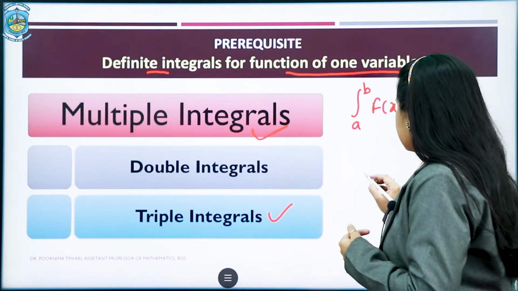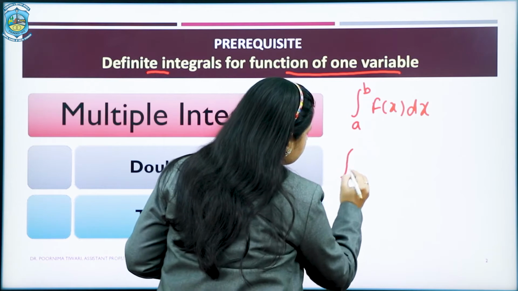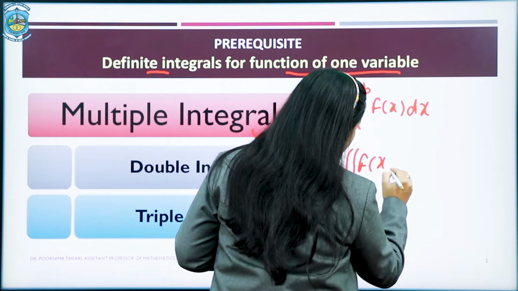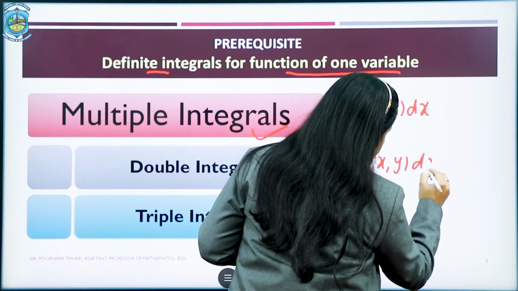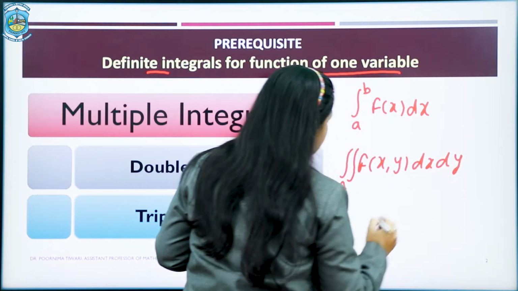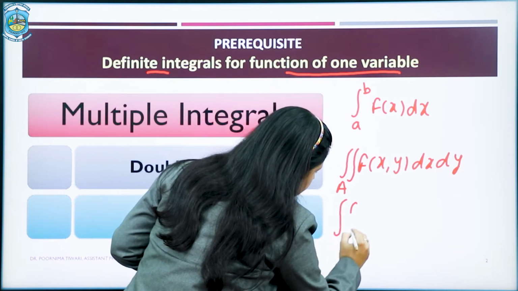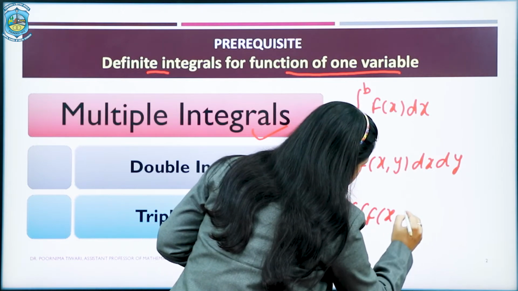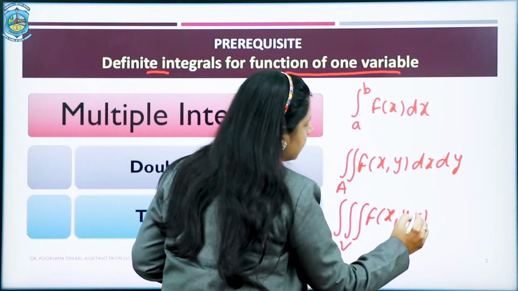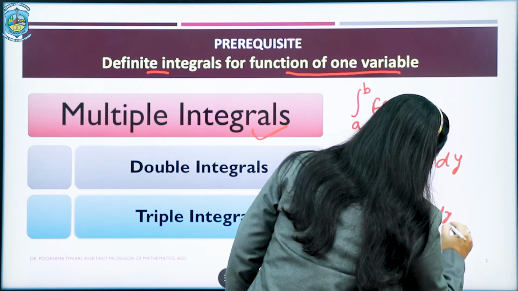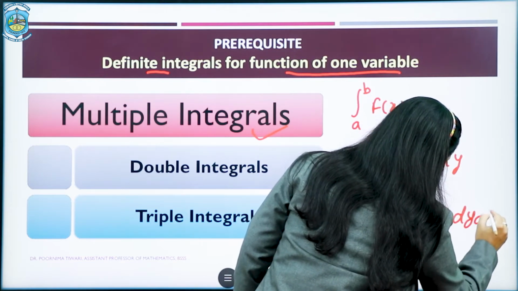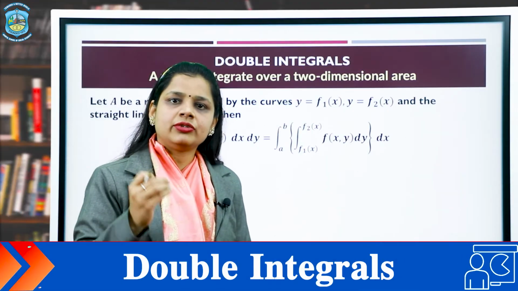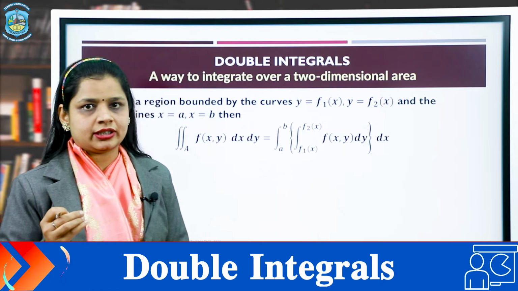The double integral is denoted by double integration over A of f of x, y dx dy, and the triple integral is denoted by integration over V of f of x, y, z, and the integration is with respect to x, y, and z. Let us start with the concept of double integrals.